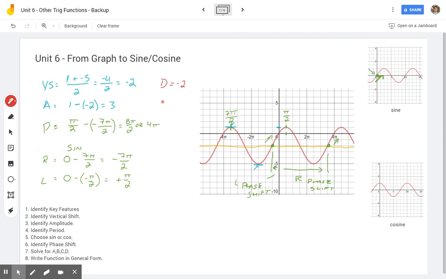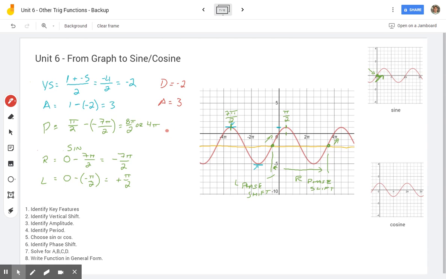Our A value, again, we don't have to do anything to that unless we were planning on using a reciprocal form of the sine or cosine wave, which in this case we don't need to. So our A value is going to be 3.